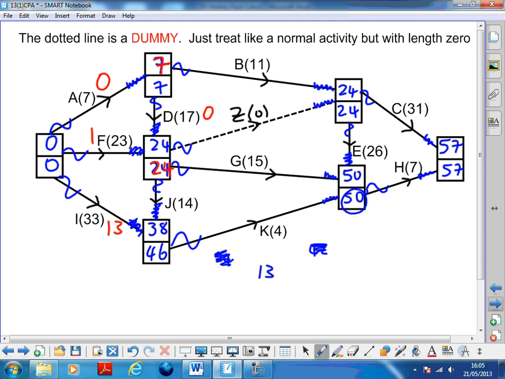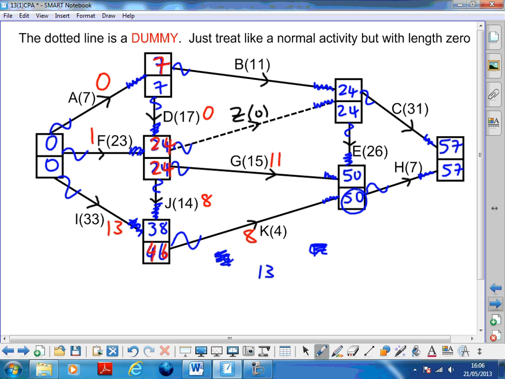J. J is going from 24 to 46, which is 22, and it is length 14, so that's a float of 8. K is going from 38 to 50, which is 12, and it is length 4, so that's got a float of 8. G is going from 24 to 50, which is 26, and it's got a length of 15, so that's got a float of 11.